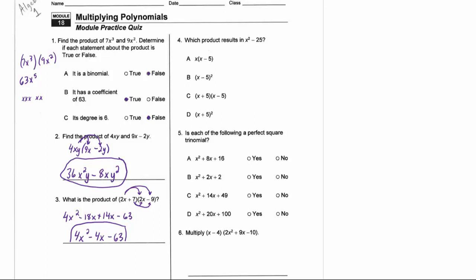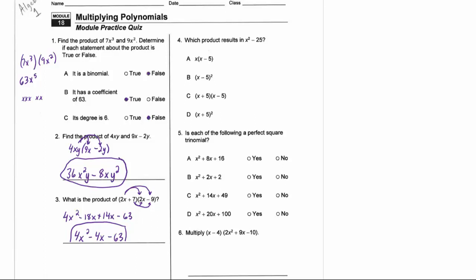Number 4 is like a reverse multiple choice question. It looks like a regular multiple choice question, but it's actually like a reverse. It says, which product results in x squared minus 25? Sorry, we need to think through these multiplication problems to see what gives us x squared minus 25.